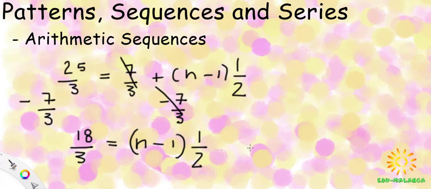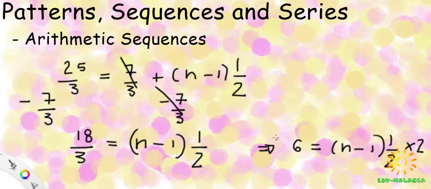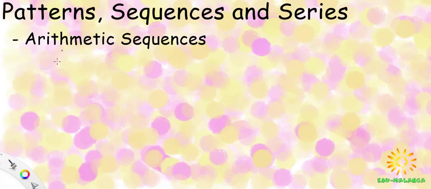18 divided by 3 is equal to 6. So this equation would then be 6 is equal to n minus 1 times 1 over 2. Because we're solving for n, we'll try and get rid of this 1 over 2. And to do that, we simply multiply by 2 on both sides of the equation. On this side of the equation, the 2's are going to cancel out. On the other side of the equation, they're going to multiply. This equation then becomes 6 times 2, 12 is equal to n minus 1.